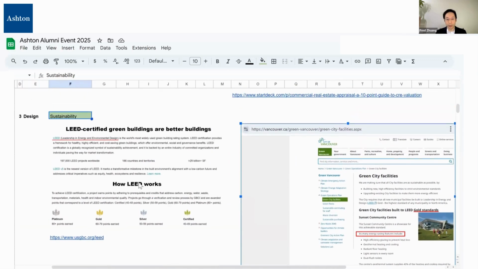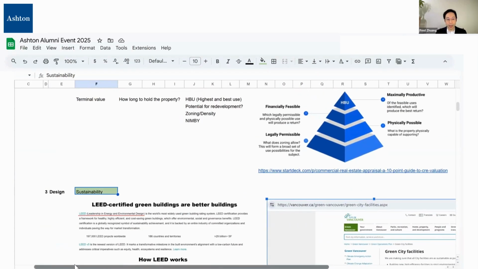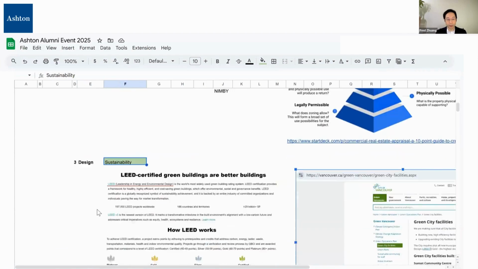And the reason this is important in real estate is, generally speaking, the buildings that are more sustainably designed usually command a premium over the normal ones. And the reason is they're more comfortable to live in. So that's another factor to consider.